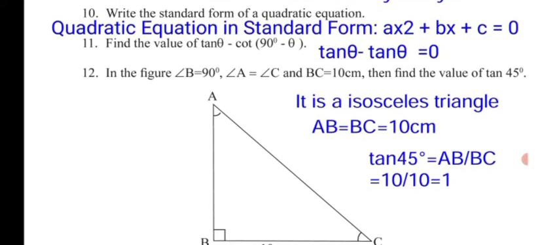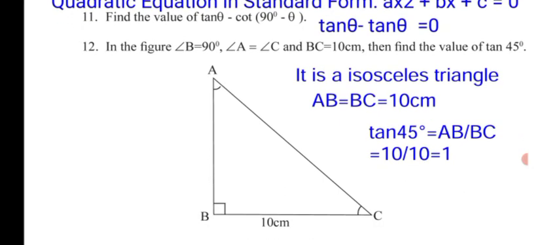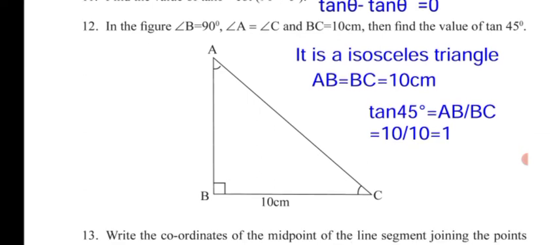Next, 12th question. In the figure, angle B is equal to 90 degree, angle A is equal to angle C. BC is equal to 10 centimeter. Then find the value of tan 45 degree. Since angle B is equal to 90 degree and angle A is equal to angle C, so we can say that it is a isosceles triangle. Since angle A is equal to angle C, AB must be equal to BC. So BC already given, so AB must be equal to 10 centimeter.